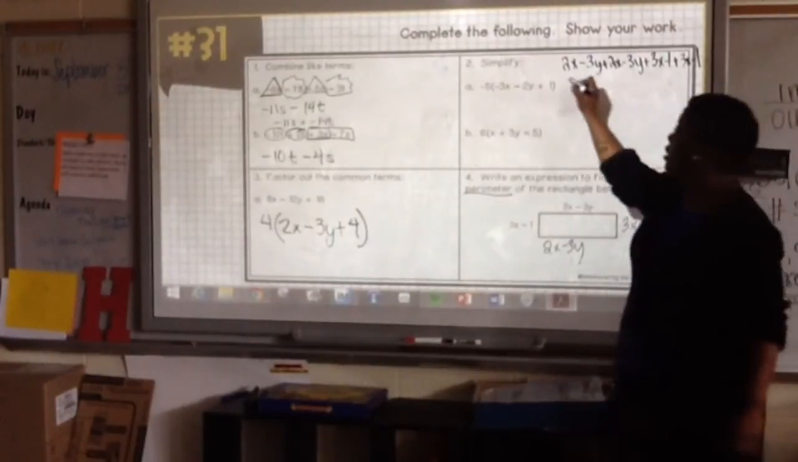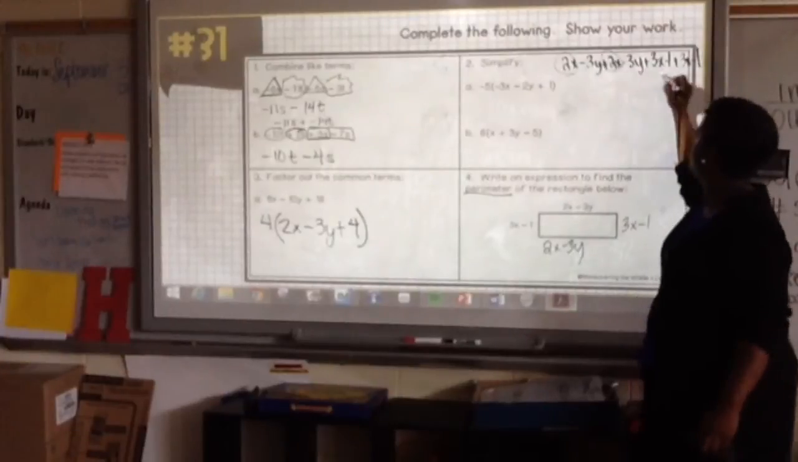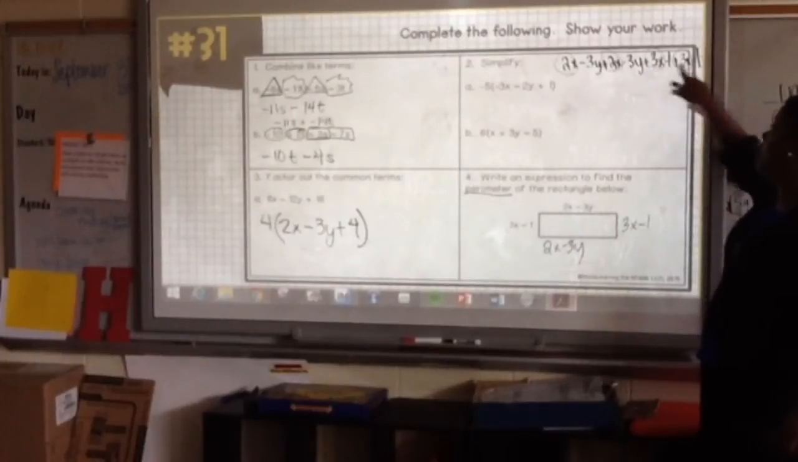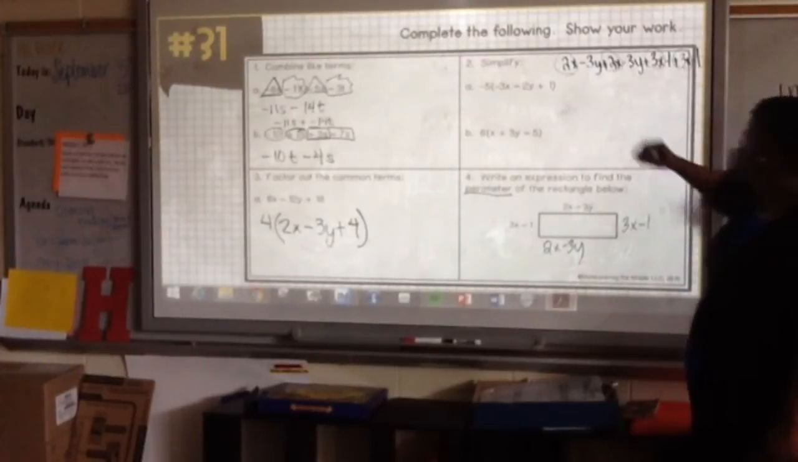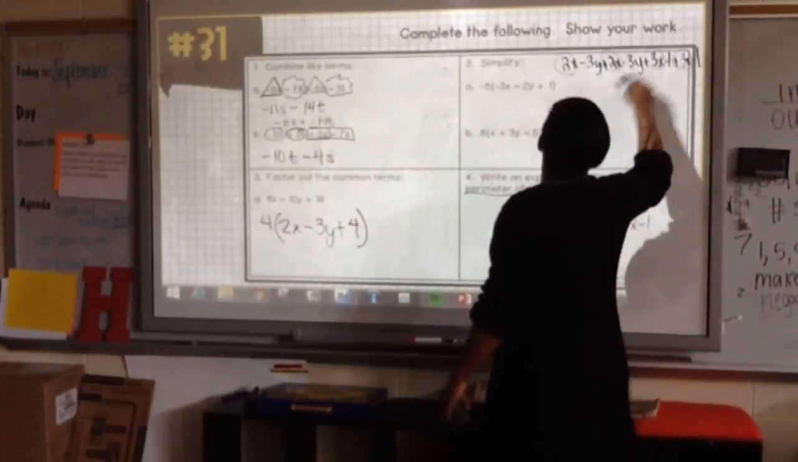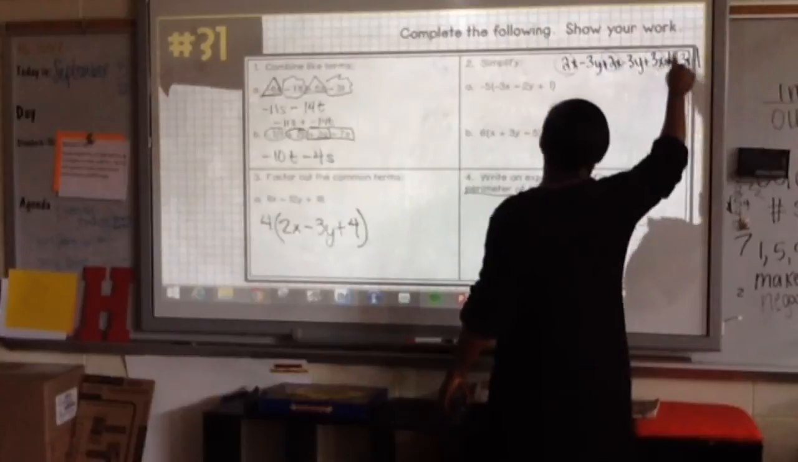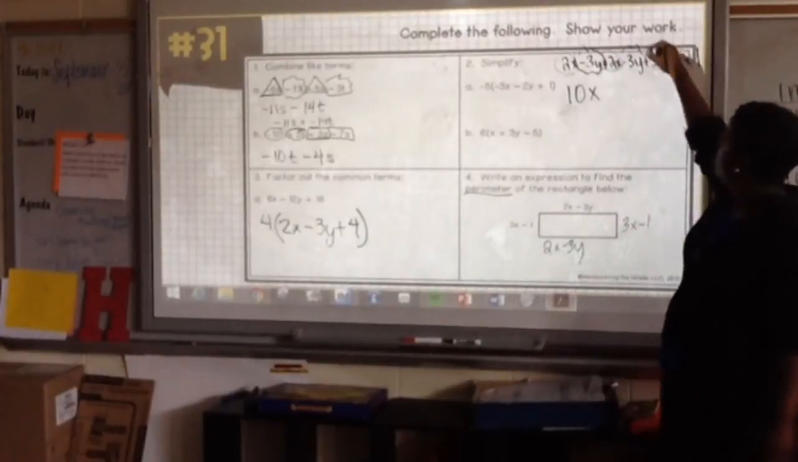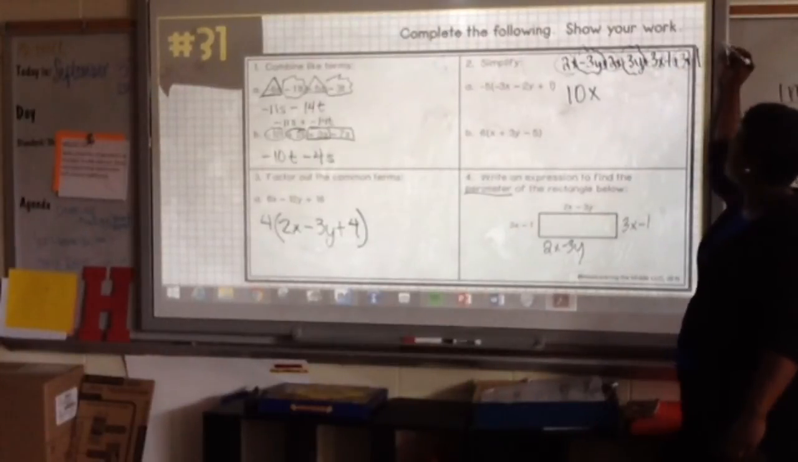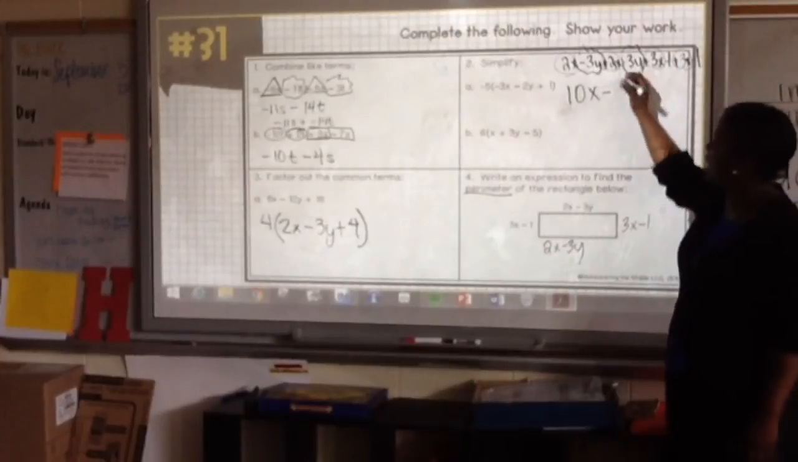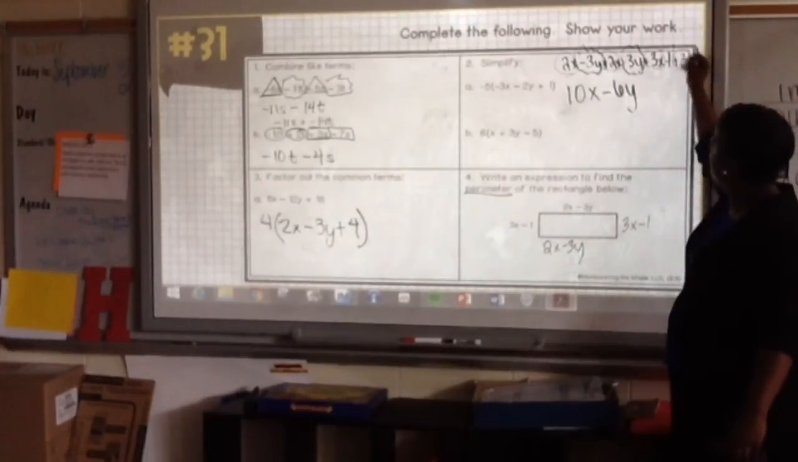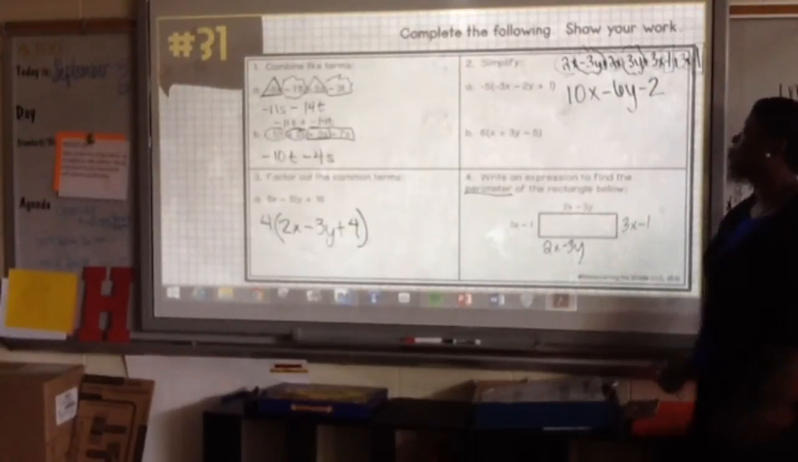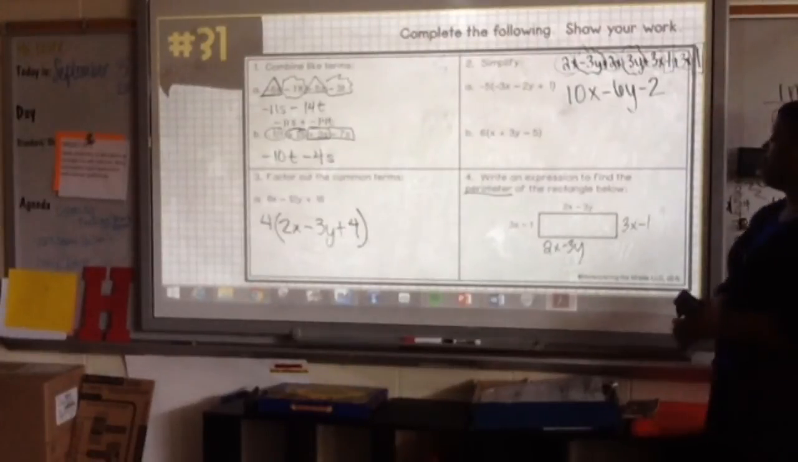Then I can combine like terms. 2 plus 2 is 4, plus 3 is 7, plus 3 more is 10. 10x. Now, negative 3y plus a negative 3y gives me a negative 6y. Then I have a negative 1 and a negative 1, which gives me a negative 2. And there you go. All right, any questions?